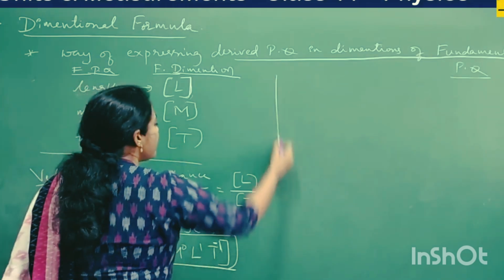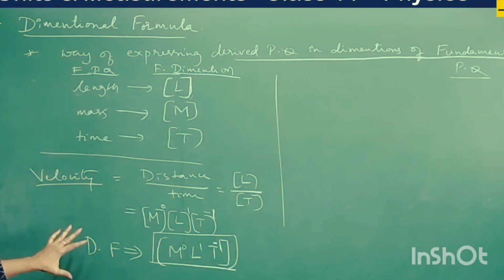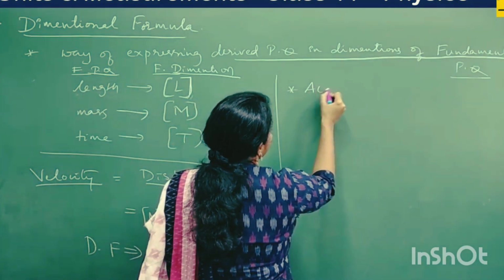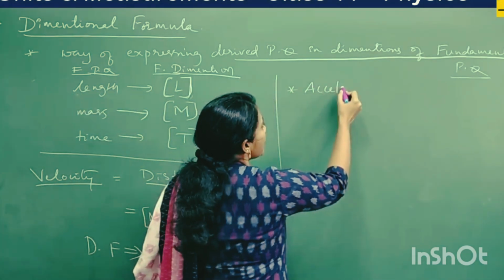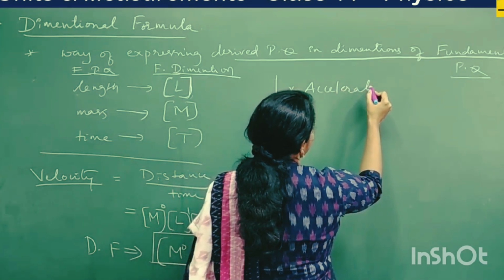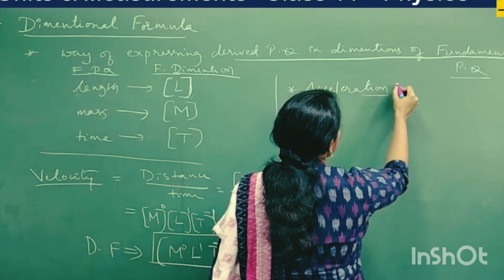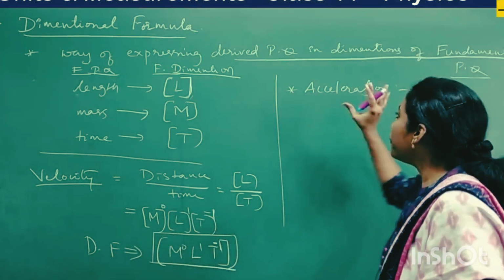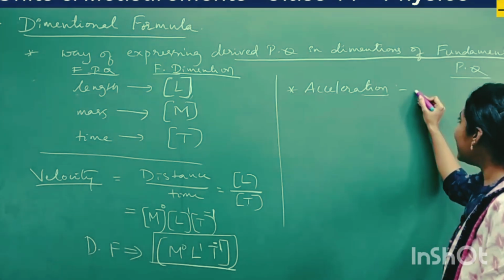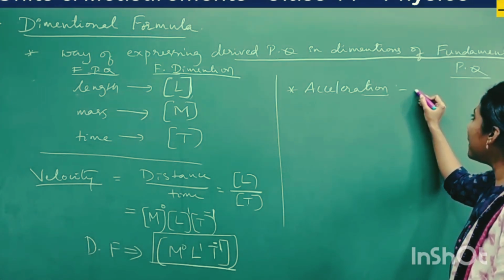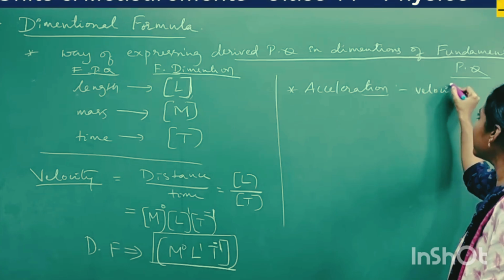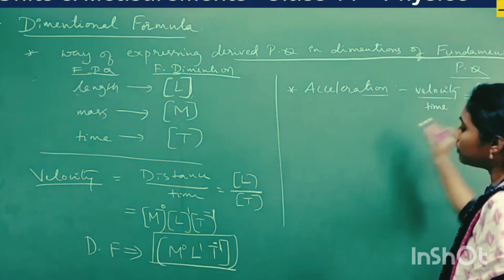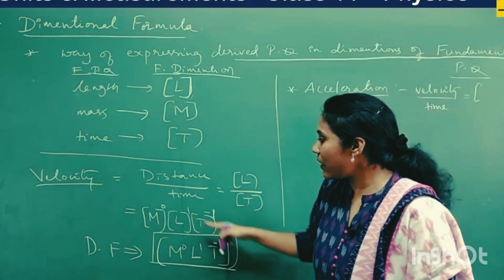Now let us try to write for other derived physical quantities. Next, let me write it for acceleration. What is the dimensional formula for acceleration? You must know the formula. It's not that you have to mug up and keep it in your mind. If you know the formula, your work is over. Acceleration is nothing but velocity by time, and already you know what velocity is.